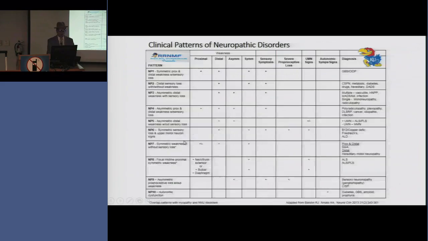So once you have placed the patient in one of these 10 patterns, and we carry around our laminated card in the clinic to remind us of what the patterns are, then you can more accurately narrow down the diagnosis of the patient and effectively treat your patient with a neuropathic disorder. I hope this brief summary of the 10 neuropathic patterns has been of help for you in your practice.